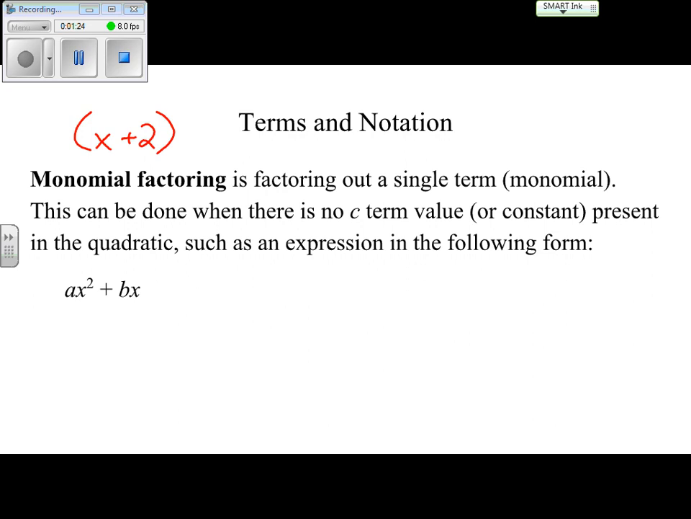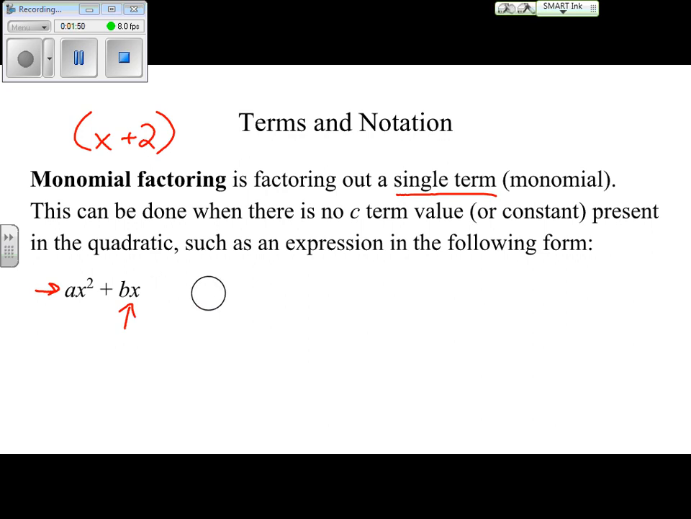So what we want to do is talk about pulling a single term out of a quadratic expression. And this can be done when there is no c term value or constant present in the quadratic, such as the following. So here we would have our x squared term with an a or without an a, and then we have our x term, which has the b in front of it, and then normally we'd have this plus c, which is just a number with no x.